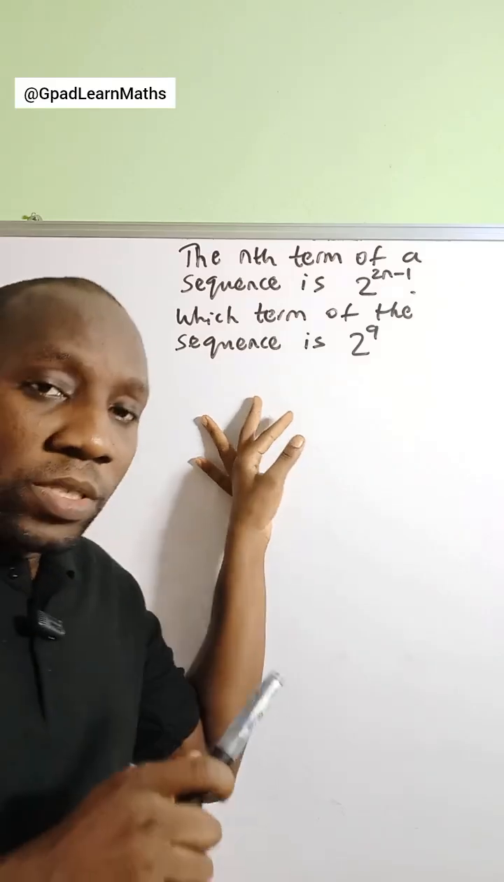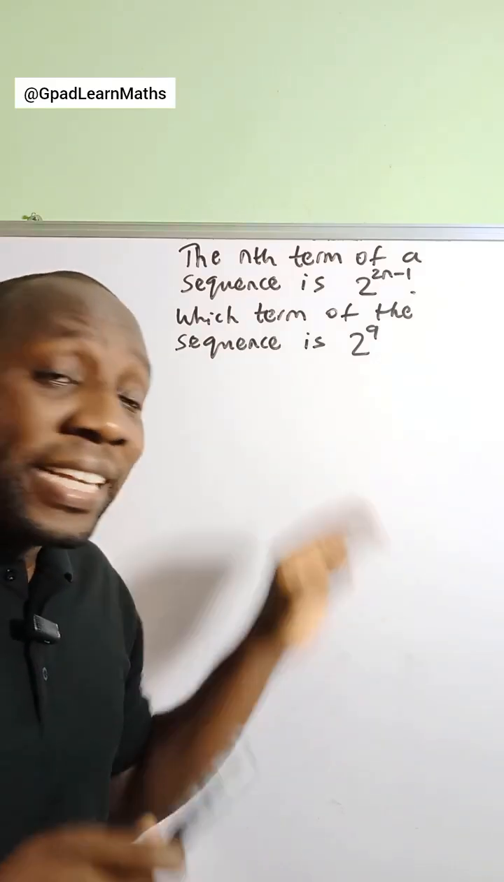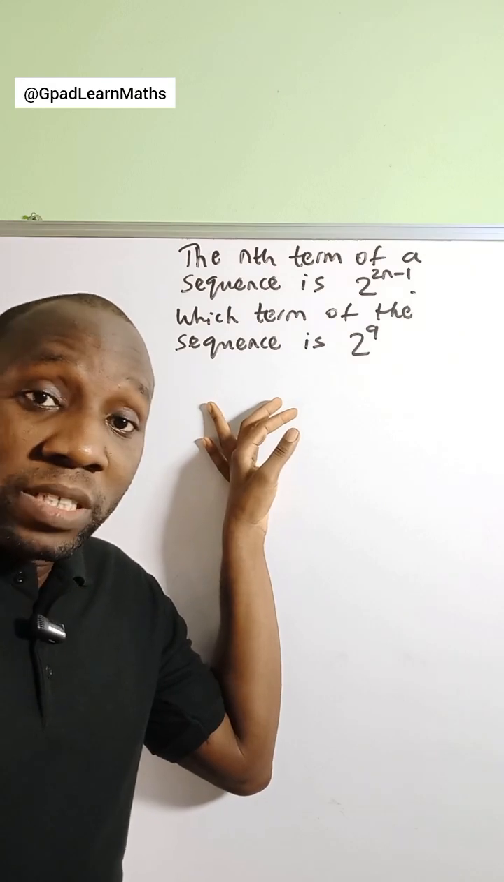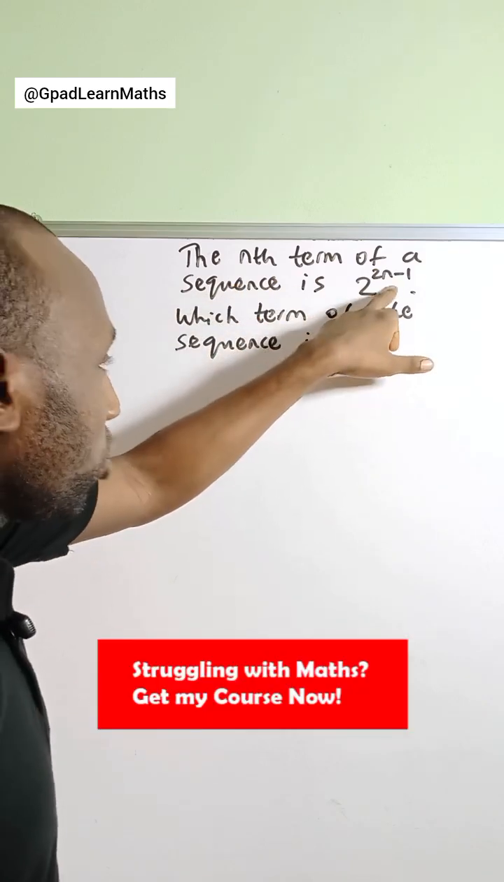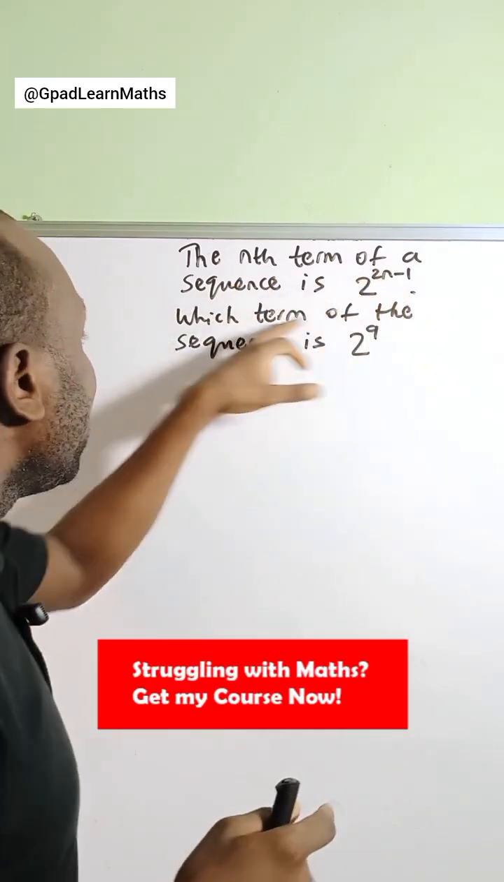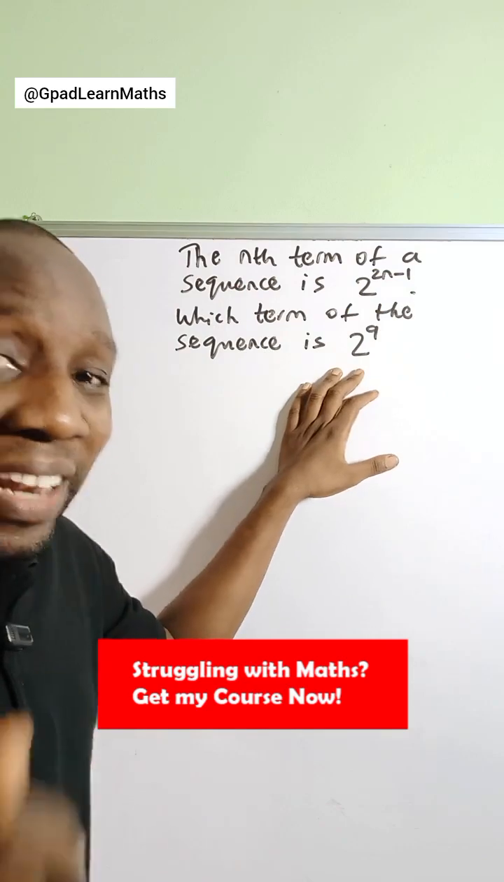This is a past JAMB question, and there are some things I'm going to be saying in this video, so you want to watch this video till the end. This question says the nth term of a sequence is 2 raised to the power 2n minus 1. Which term of the sequence is 2 raised to the power 9?